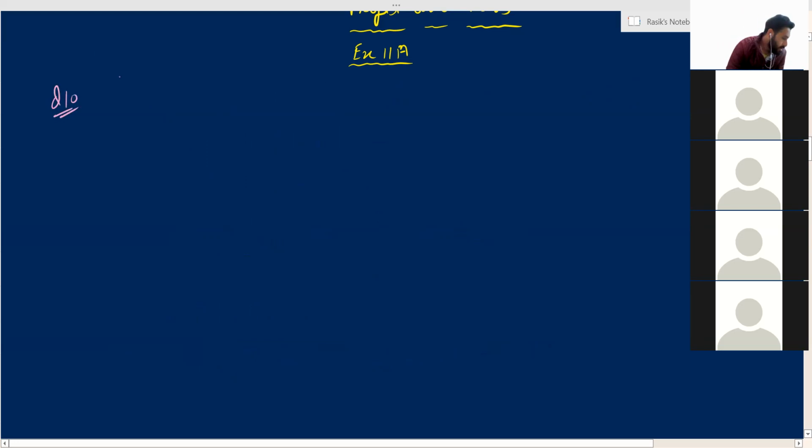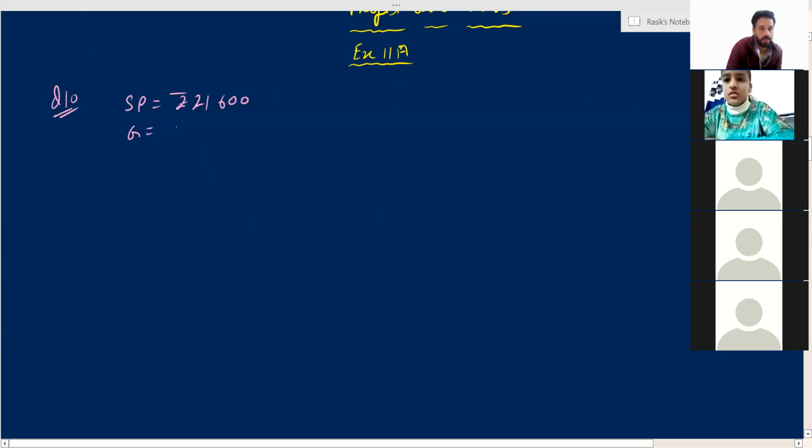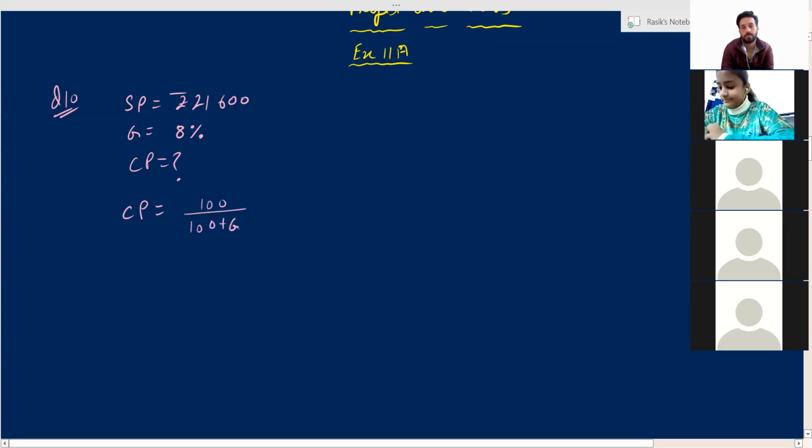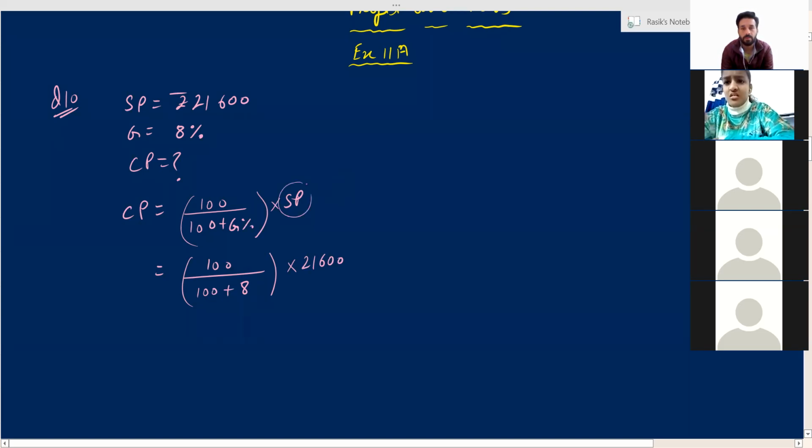Question number 10 is saying that on selling a sofa for rupees 21,600, selling price, there is a gain of 8%. For how much did he purchase it? We have to find the CP. CP is SP into 100 upon 100 plus gain percentage. I have used the formula CP is equal to 100 upon 100 plus gain percent into CP. So better, it will be SP, not CP.